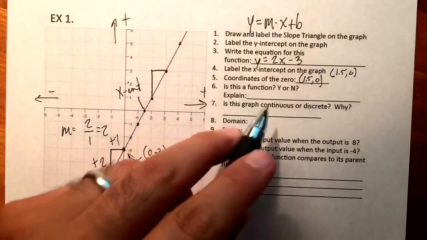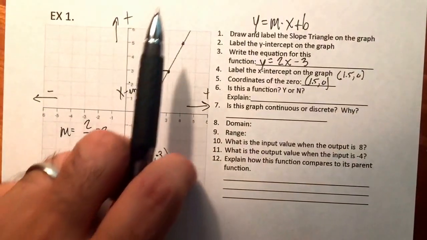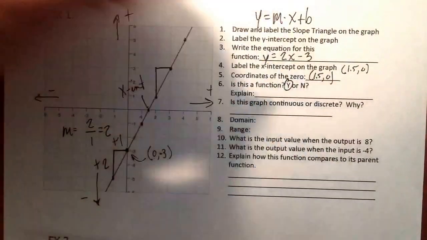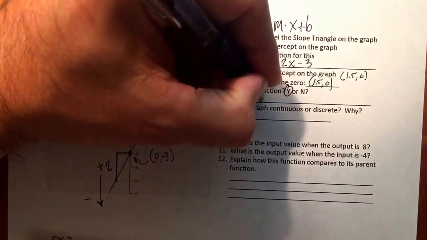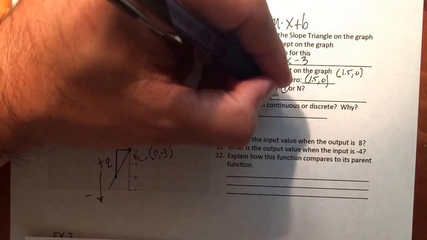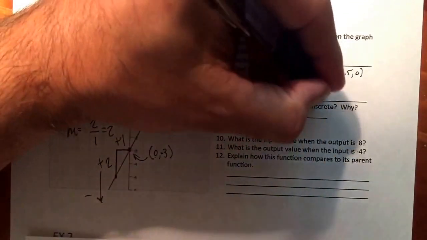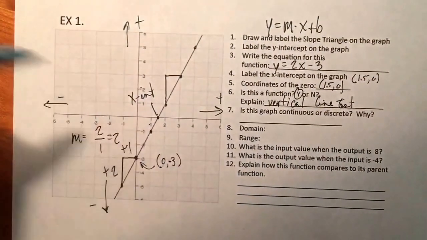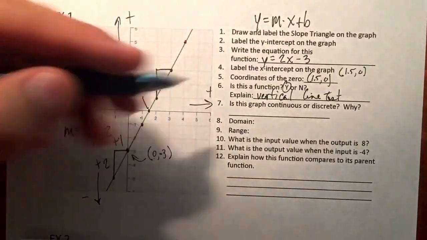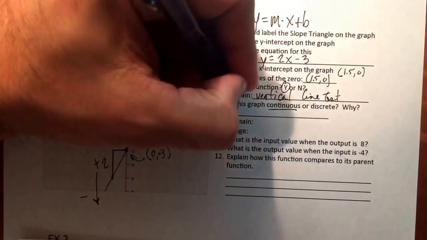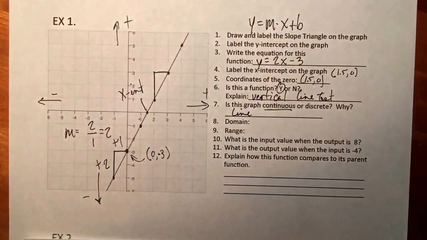x-intercept. Is this a function? Yes or no? It passes the vertical line test, so yes it is, because of the vertical line test. Is the graph continuous or discrete? I see a line, so therefore it's continuous.